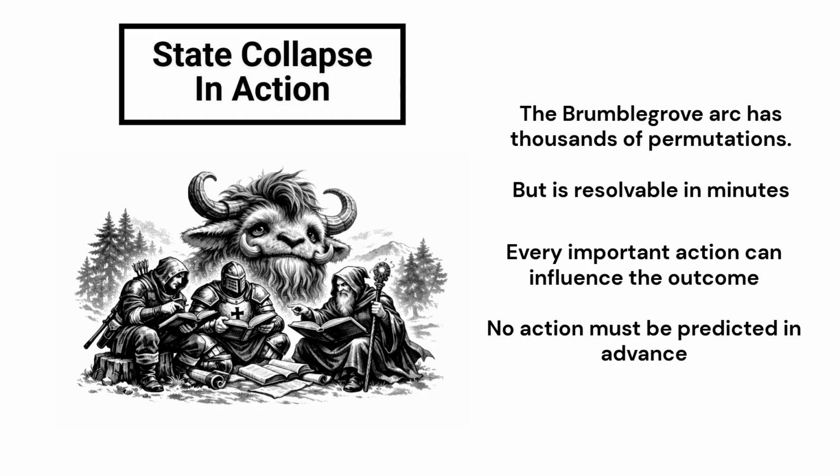Notice what this system guarantees. Every important action can influence the outcome, and no action must be anticipated in advance. This is what allows player freedom to coexist with authored outcomes. In a matter of seconds, the GM can determine whether the herd answers the call, who stands at its head, which figures arrive, and how strong that force actually is. This arc resolves into mechanical and narrative assets that the rest of the campaign can reliably consume.